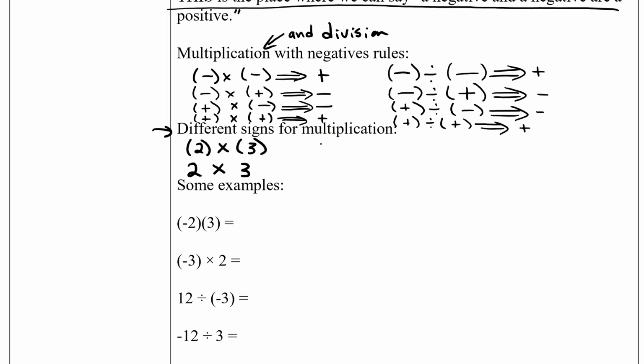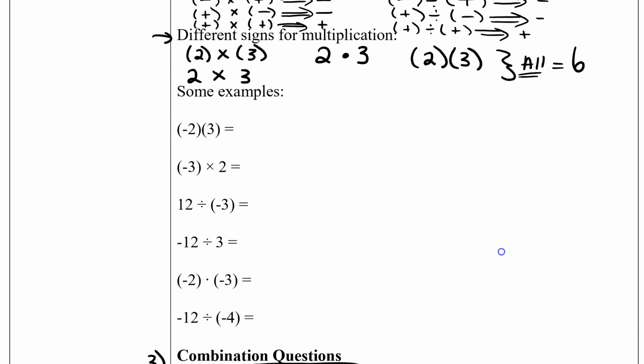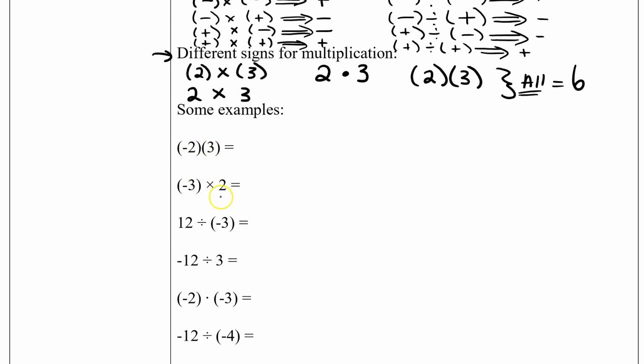Another sign for multiplication would be the dot, so 2·3. Another way that we could see multiplication is simply brackets, 2 and then 3. These are all 6, because these are all different ways to express multiplication. So in the next examples, whenever multiplication came up, I tried to use a different way. So, some examples here of multiplication and division with negatives.